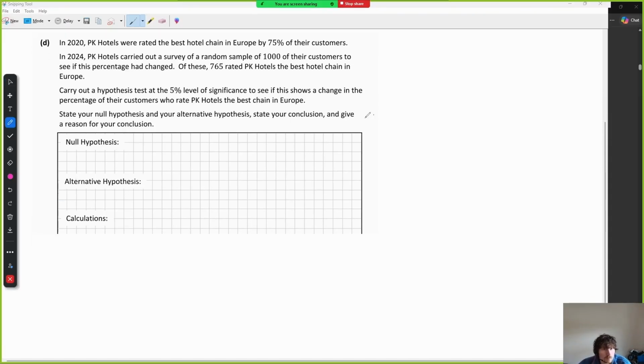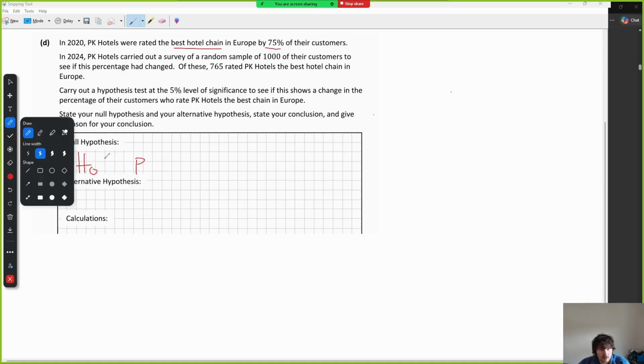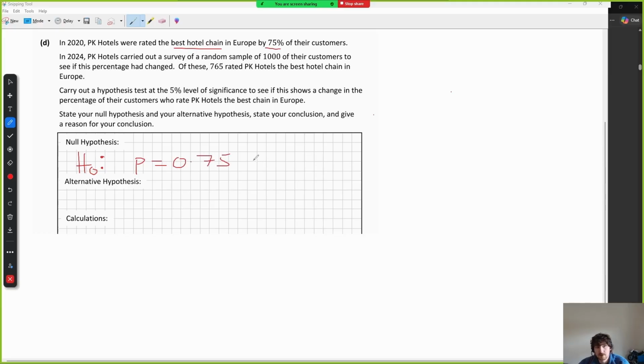So in 2020, as it says there, PK were rated the best hotel chain by 75% of customers. So that nearly tells us what our H0 is going to be without reading any further. H0 loves the original claim to be true. H0 is this no change, no difference statement. So straight away I can tell you that H0 is going to be saying, this looks like a proportion as well. Yeah, this is proportion. So it's going to want to say that the proportion, with an equal sign here. So we do 2 dots, as in this is what H0 says. It says that P is still 0.75.